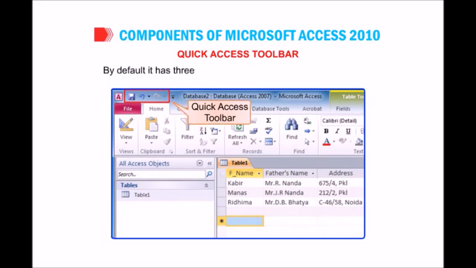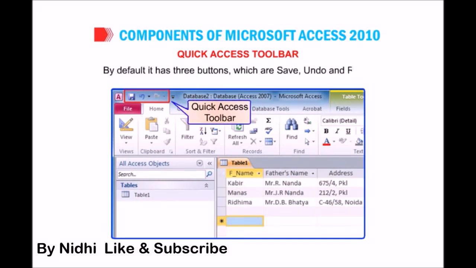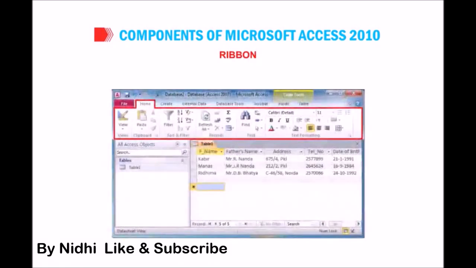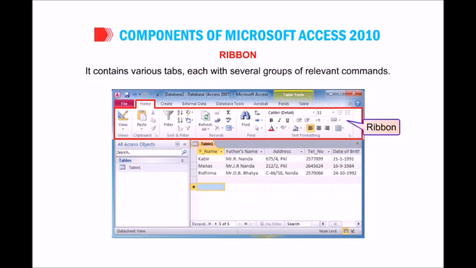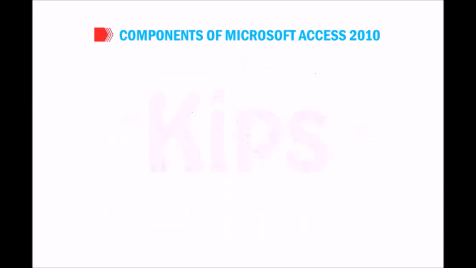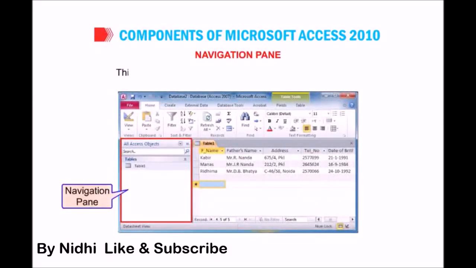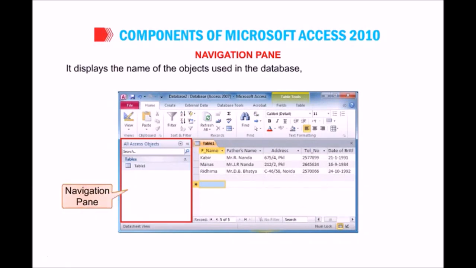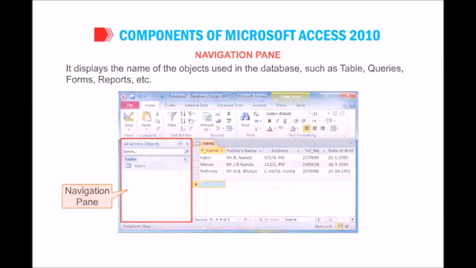By default, it has 3 buttons which are Save, Undo and Redo. Ribbon. It contains various tabs, each with several groups of relevant commands. Some tabs appear when you work with certain objects like forms. Such tabs are called contextual tabs. Navigation pane. This pane is present on the left side of the Access window. It displays the names of the objects used in the database such as tables, queries, forms, reports, etc.